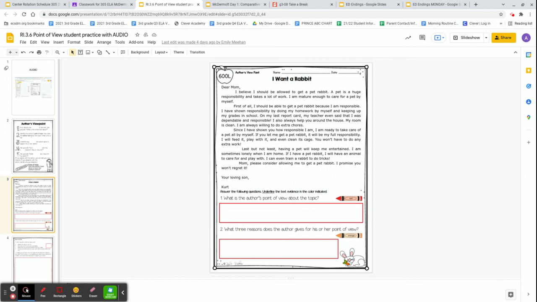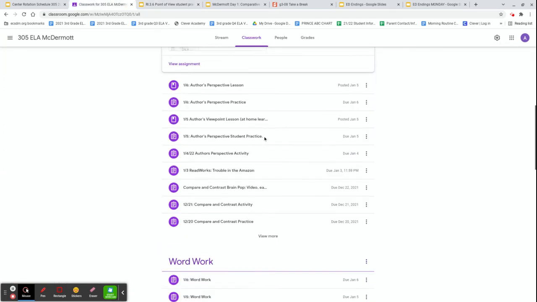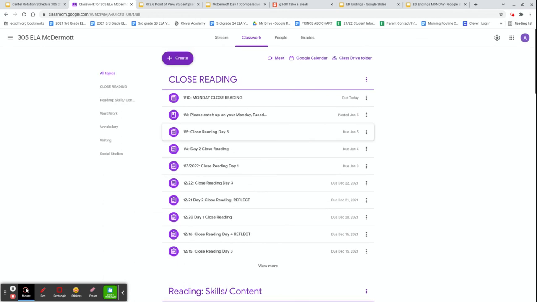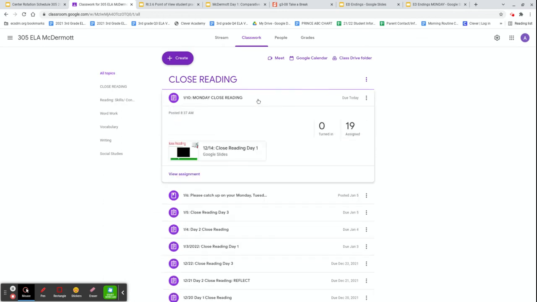So what you're going to do is read I want a rabbit. I'll wait for you to be ready. Come up with how the author feels about the topic and what some reasons for it are, just like you practiced last week. Then you're going to do your regular things, okay? I'll post your word work on there. Monday's close reading. And I think I'm going to start your vocabulary tomorrow. Okay? Any questions? I'll put your to-do list up on the board.